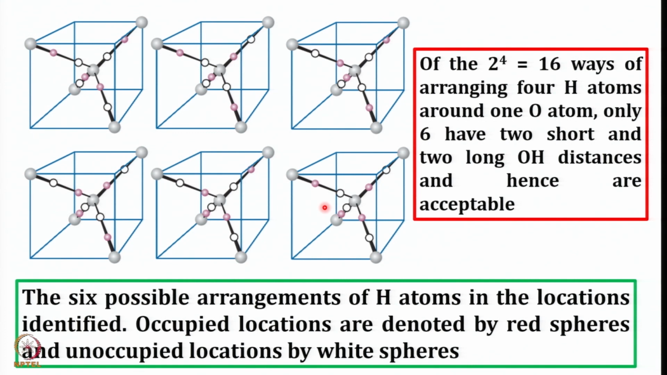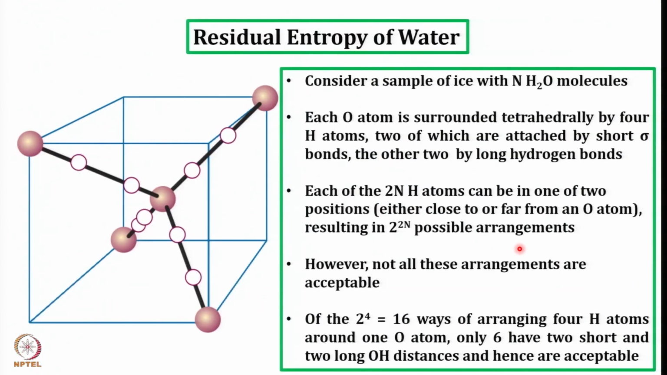We know the formula S is equal to K log W. That is the formula to be unambiguously used, and our focus has to be on W. What will be the expression for W? What did we discuss? There are 2 raised to the power 2n possible arrangements in total, but all are not acceptable. Only 6 out of 16 ways of arranging 4 hydrogen atoms around 1 oxygen atom are acceptable.